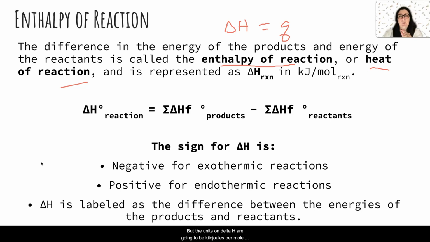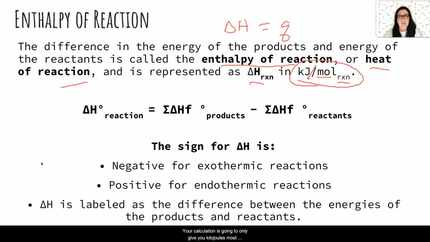The units on delta H are going to be kilojoules per mole of the reaction. It is imperative, listen to me, imperative that when you do your calculations, you have per mole. You don't have to put the Rx in for the reaction, don't waste your time, but just per mole. Kilojoules per mole is essential.